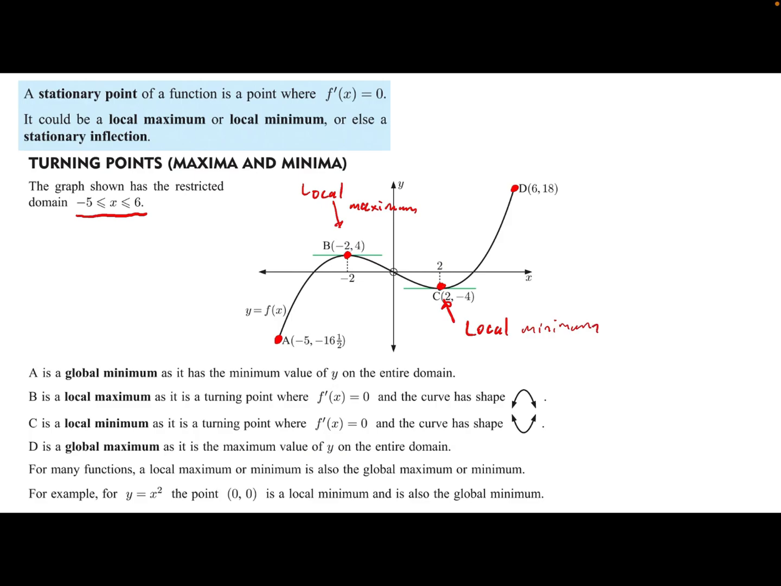Now, differentiation can help us find local maximums and minimums. It can't really help us find global maximums and minimums. Sometimes they're the same thing, depending on what the graph looks like, okay? But differentiation only helps us find these local maximums and minimums.